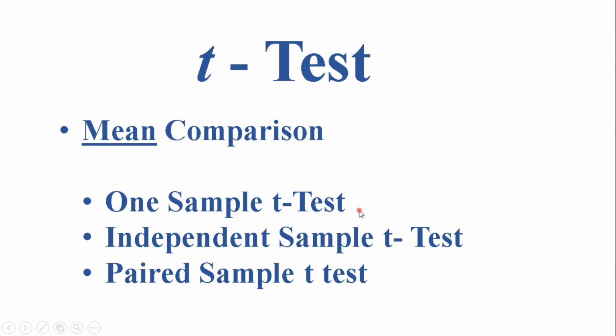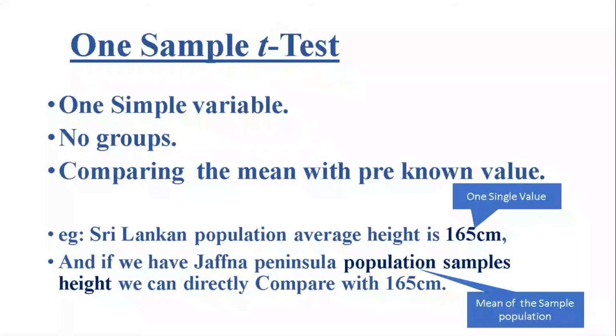So let's move into the one sample t-test. The one sample t-test is a simple t-test where you have one continuous variable. It always involves one simple variable. There is no grouping, only comparing the mean with a pre-known value.